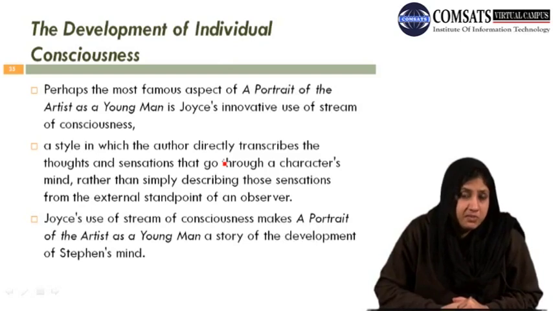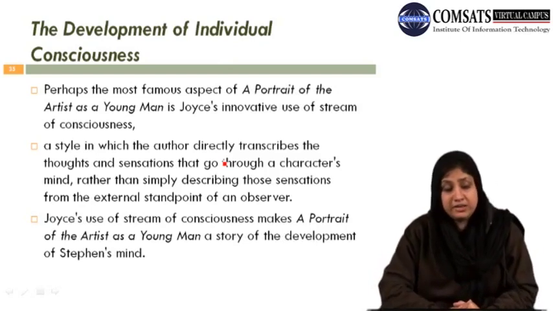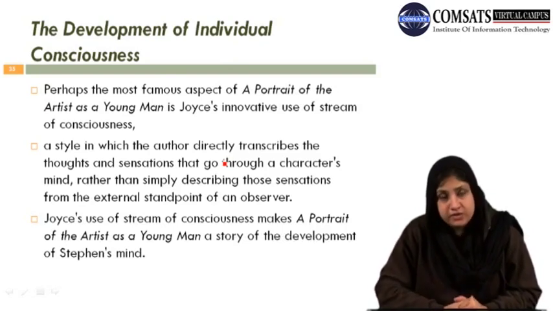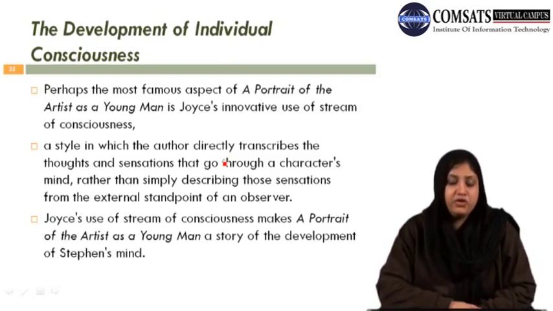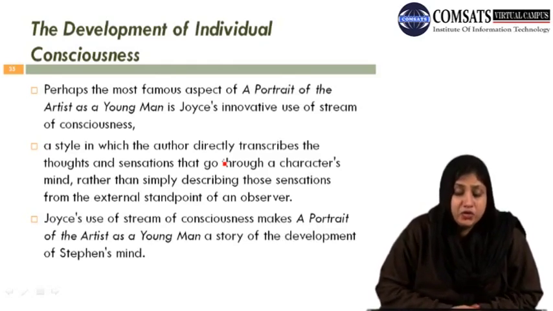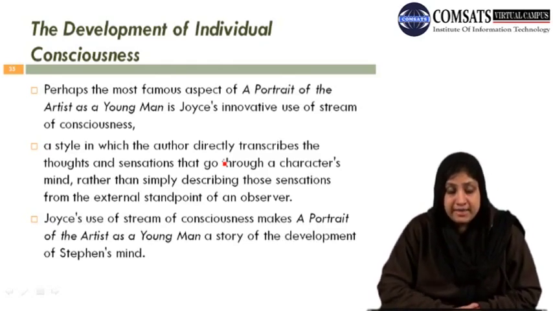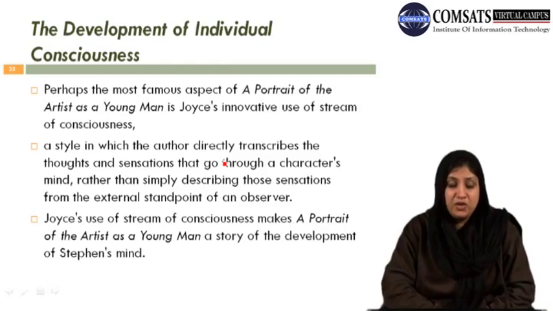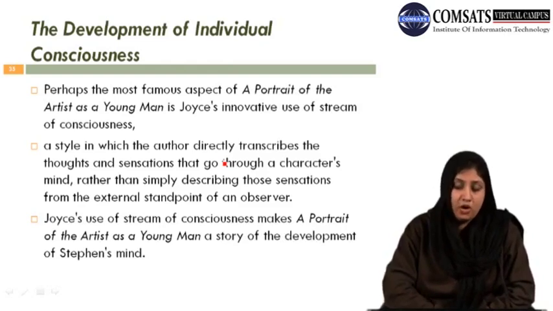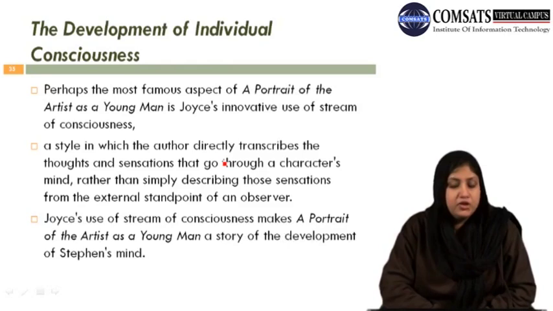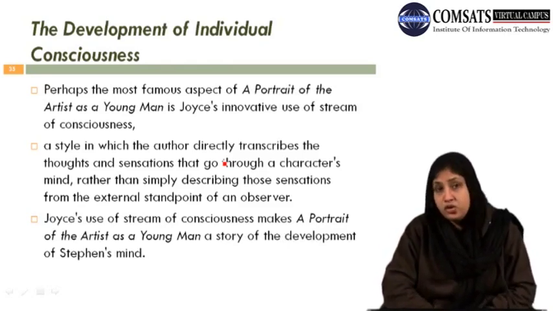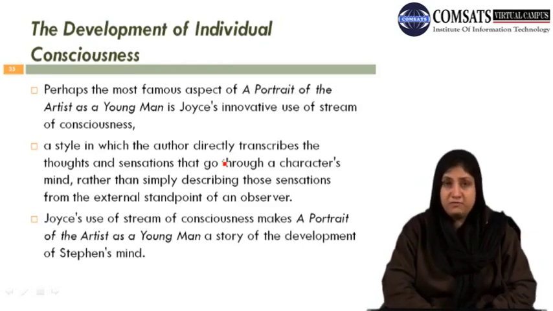Perhaps the most famous aspect of A Portrait of the Artist as a Young Man is Joyce's innovative use of stream of consciousness, a style in which the author directly transcribes the thoughts and sensations that go through a character's mind rather than simply describing those sensations from the external standpoint of an observer. Joyce's use of stream of consciousness makes A Portrait of the Artist a story of the development of Stephen's mind.